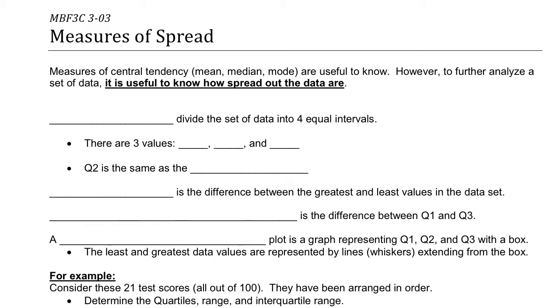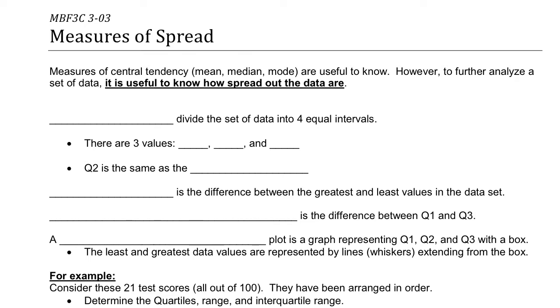In the previous lesson, we looked at measures of central tendency: mean, median, and mode. Those are useful numbers to know, but another thing that's useful to know is how spread out the data are. And this is where we talk about measures of spread. So we're looking at how spread out from the center most of your data is. Is it closely clumped to the center, or is it really spread out far?